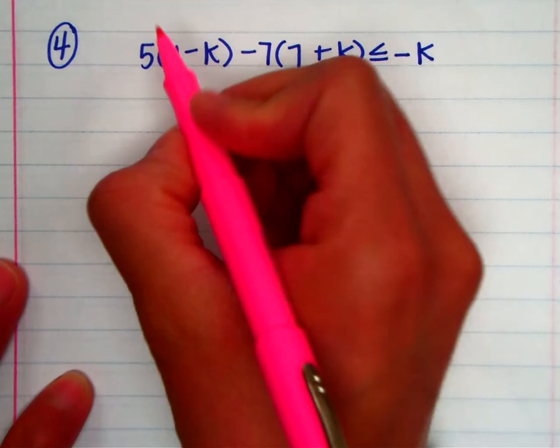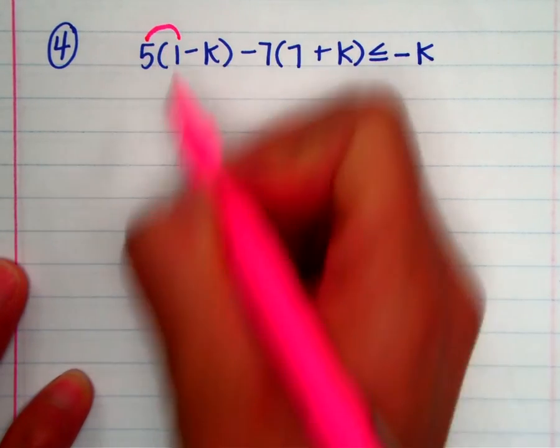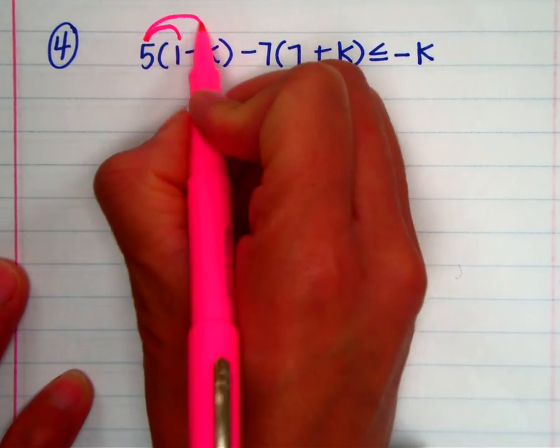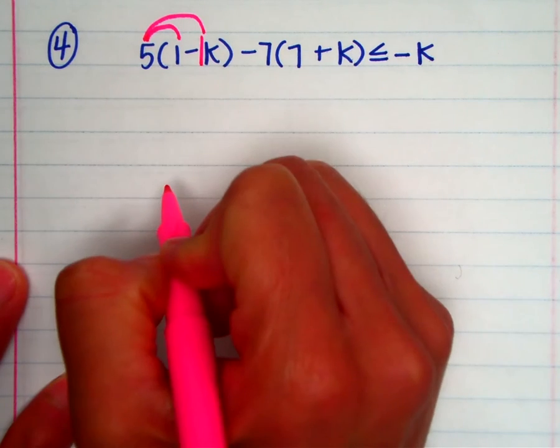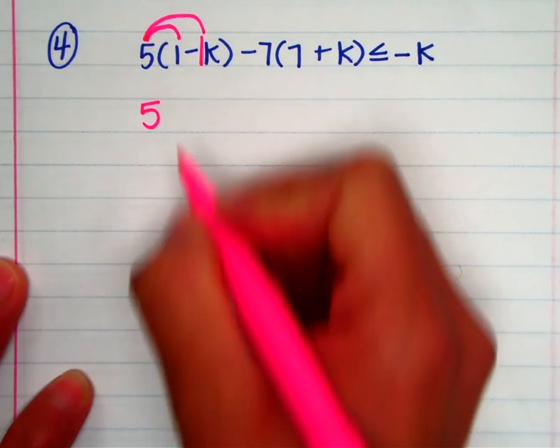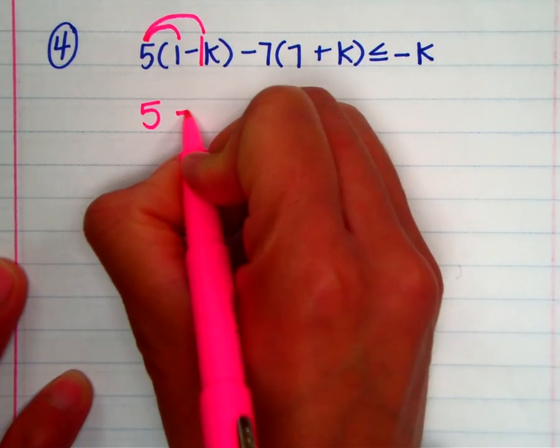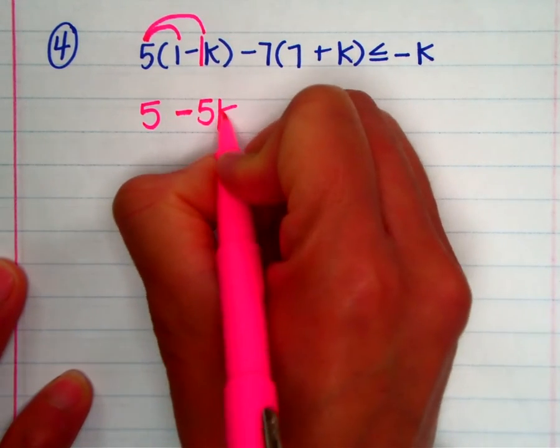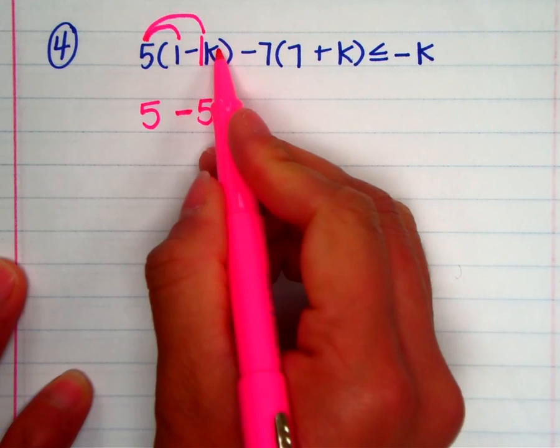We're going to multiply 5 with 1, and you're going to multiply 5 with a negative 1k. So 5 times 1 is 5. 5 times a negative 1k is a negative 5k, or minus 5k. So you're done multiplying once you're done with those parentheses.